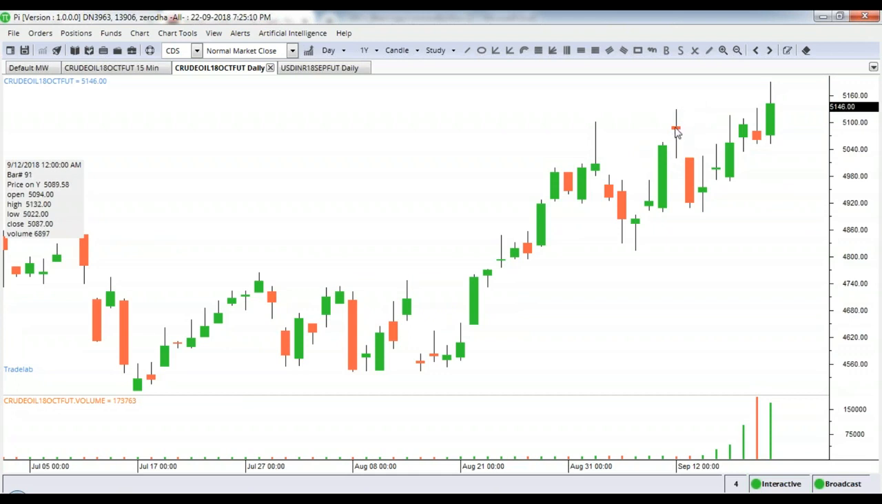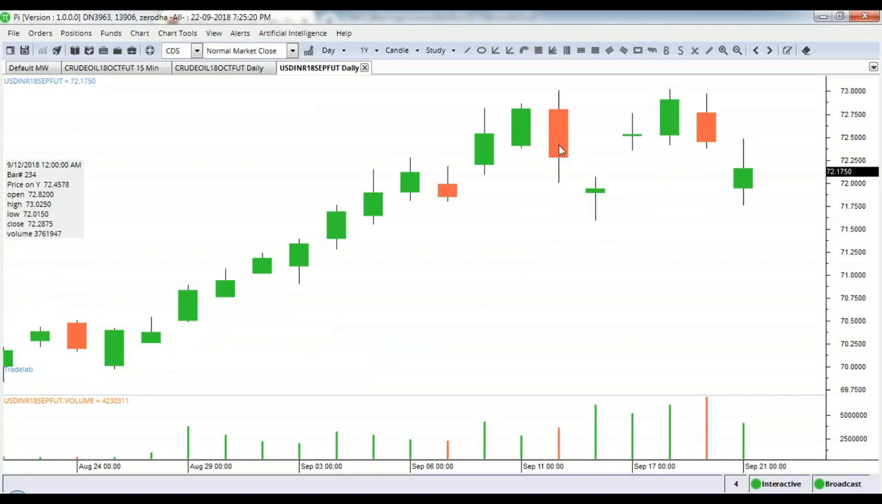Do you see this is also red? So it has kind of fallen. It has gotten weak. Agreed? Yes, this has also gotten weak.